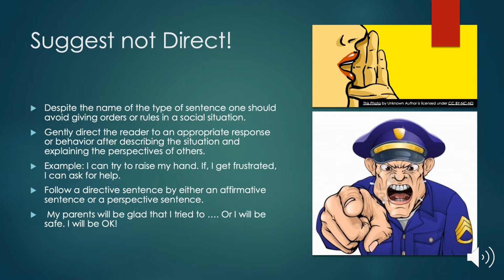An example would be, I can try to raise my hand, or if I get frustrated, I can ask for help. Follow a directive sentence by either an affirmative sentence or a perspective sentence. My parents will be glad that I tried to, or I will be safe. I will be okay.